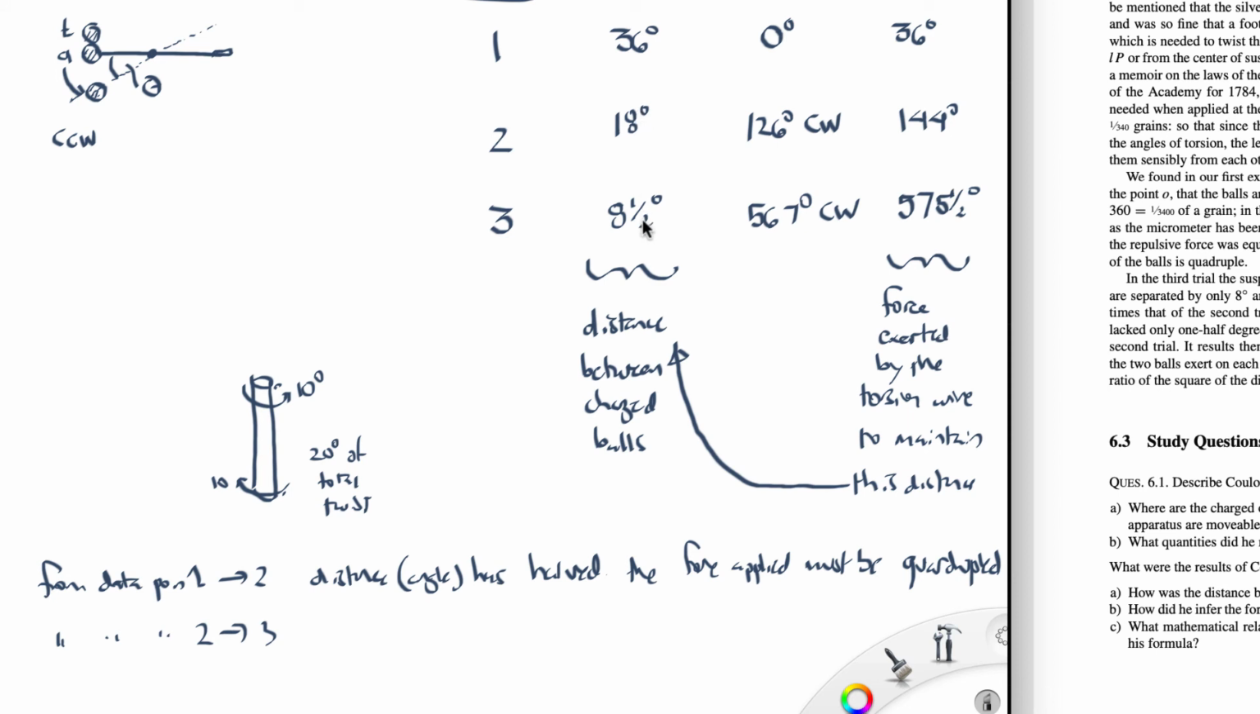What about from data point 2 to data point 3? Again, from 18 to 8.5, well, that's almost 9. So from 18 to 9 degrees, let's say, the distance, once again measured in angle, has halved once again. And in order to do so, well, 144, let's round this off to 576. 144 times 2 is 288, and that doubled is 576. So again, in order to halve the distance, the force must be quadrupled.